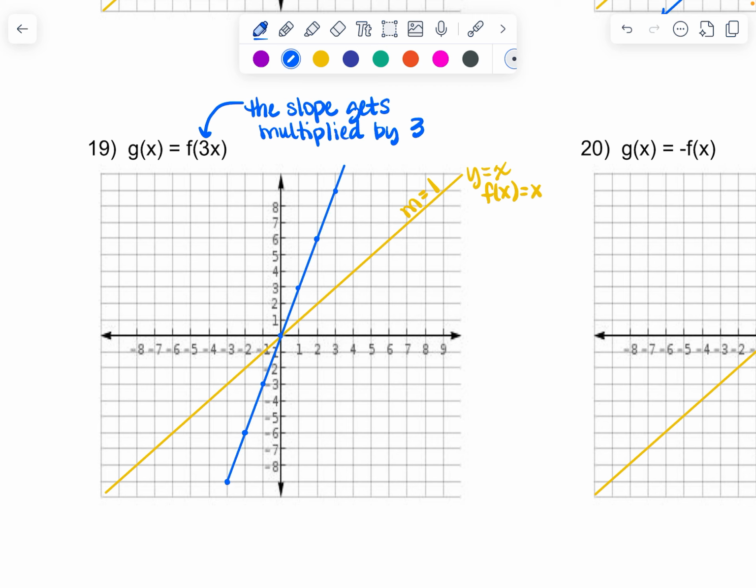And we should be able to connect all those dots. And there we go. Right, and that is our new g of x line, where all we did was took our original line and changed the slope by a multiple of 3. I'll put m equals 3.